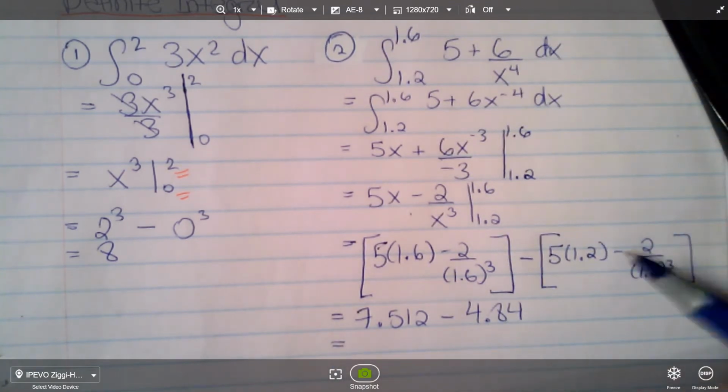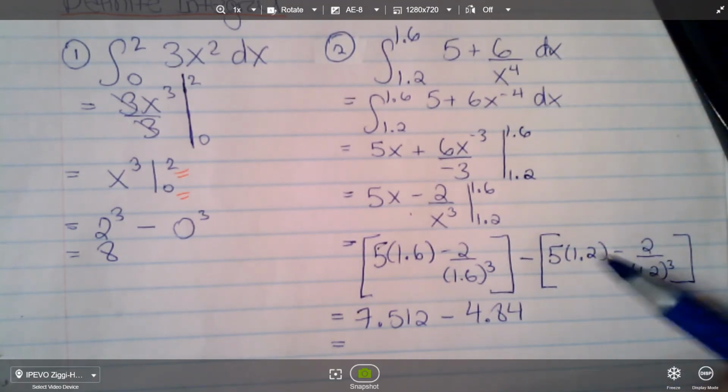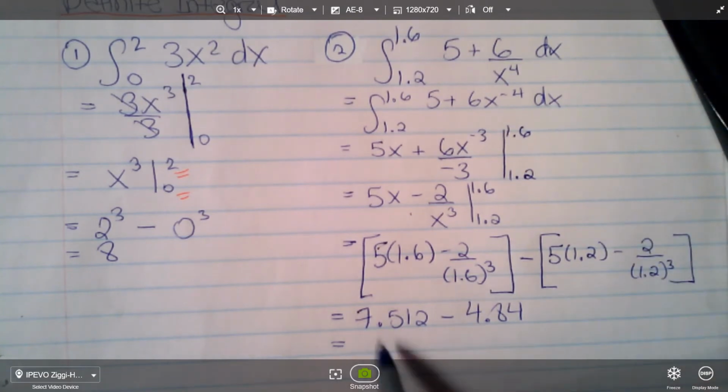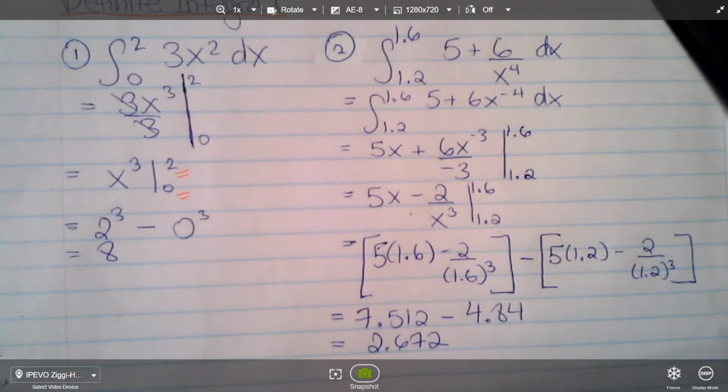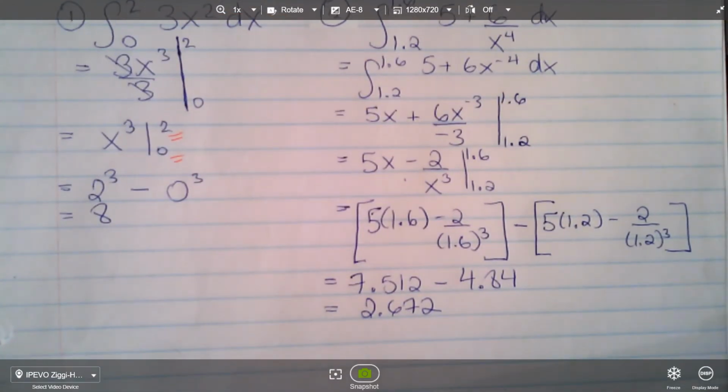Alright, so I am getting decimal answers, so it's not going to be perfect unless you use some kind of program that's using the full decimal places. But I've got a good idea of what my area under the curve is. It's 2.672 units, alright? And if it's an application, you'd have actual units, but that's how much is between the curve, area under the curve, between 1.2 and 1.6.